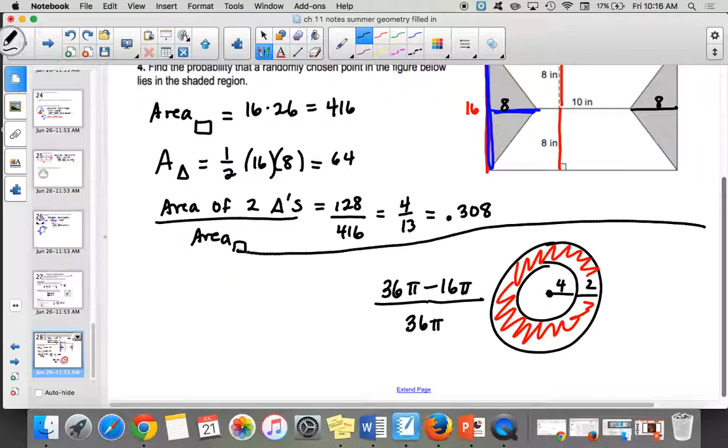And then your probability then would be divided by 36 pi. So what works out nicely on these ones where you have the outer circle minus the inner circle is those pi's will go away. Because 36 pi minus 16 pi is 20 pi. And then dividing by 36 pi, those pi's cancel. So you can cancel those out. So then you just have 20 over 36, which reduces to like 10 over 18, so 5 over 9. So that answer would be 5 over 9, or I think 0.5 repeating if you found the decimal. So there's ways to do this as well.